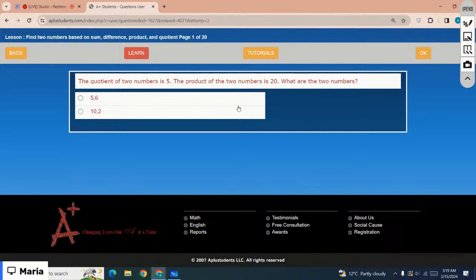The correct option is that is 10 and 2, right? When you multiply them, 10 times 2 makes 20, and when you divide them, 2 times 5 makes 10. The quotient is 5. So the correct option is 10 and 2. Option number 2 is the correct option.